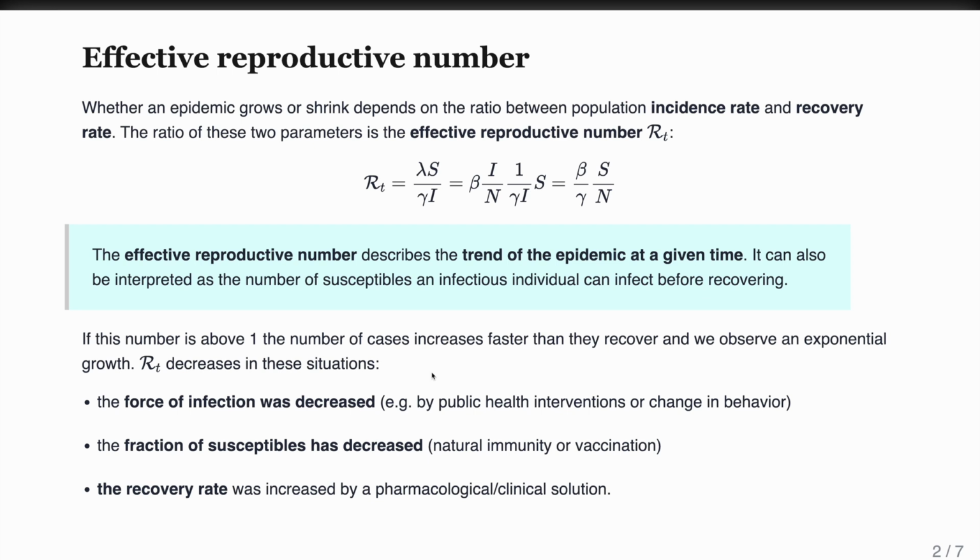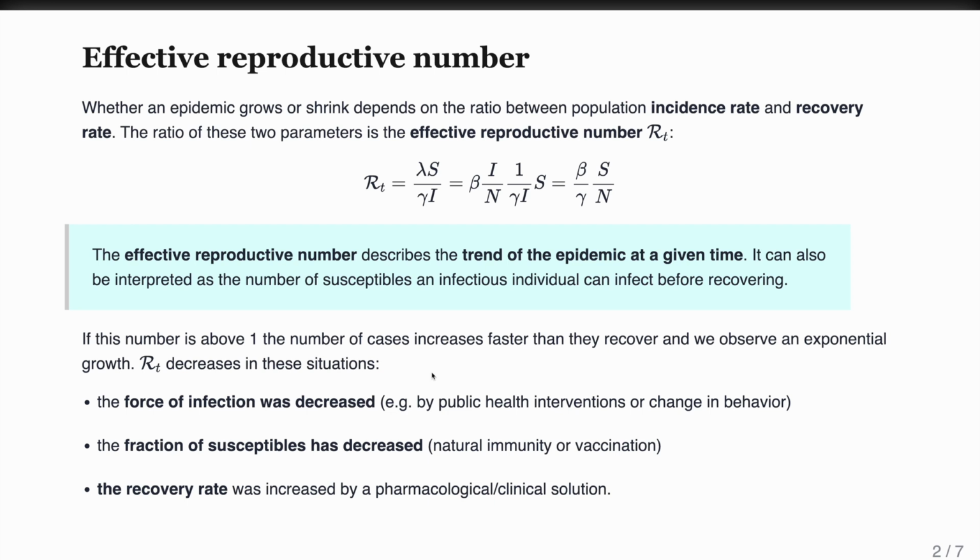So by looking at the equation, we can understand that the reproductive number can be decreased by impacting the force of infection. That is either by public health interventions, lockdown, and so on, or by changing behavior. Again, as I told you before, lambda is strictly related to beta. And so we either want to decrease the number of contacts, or we want to decrease the probability that a contact will create an infection.